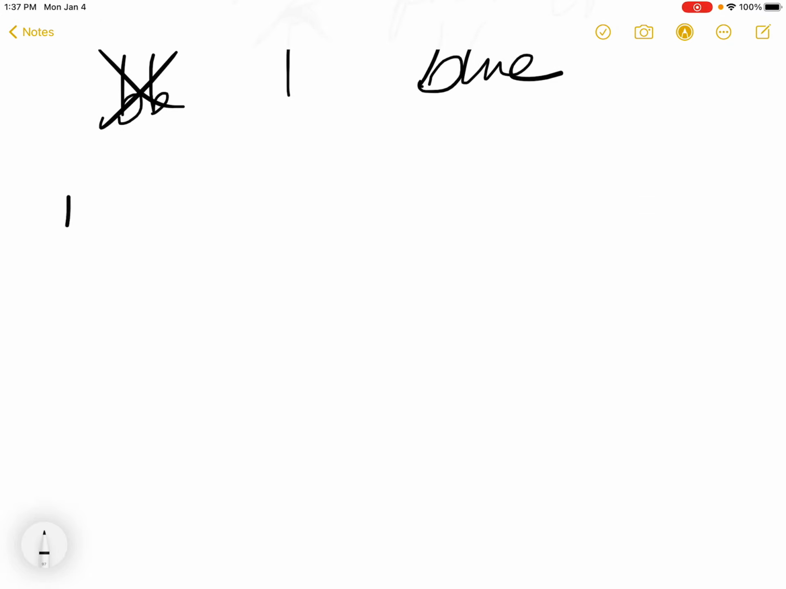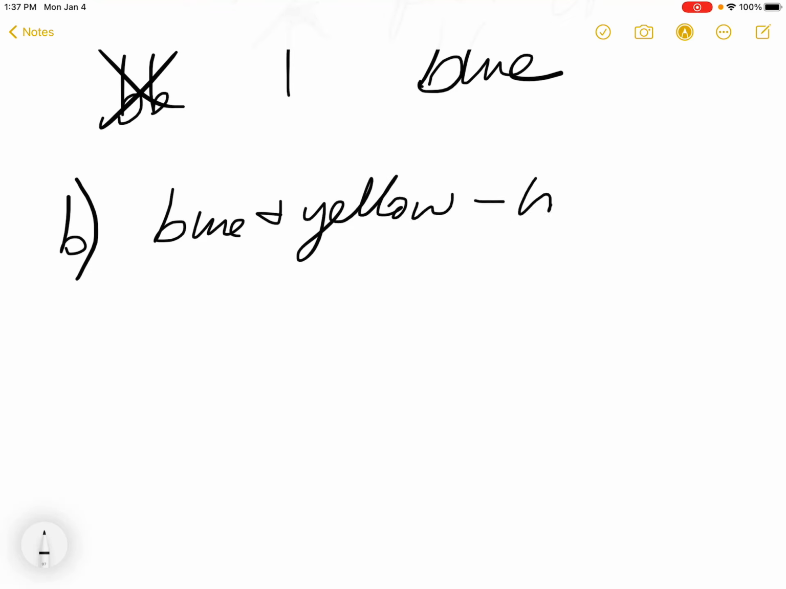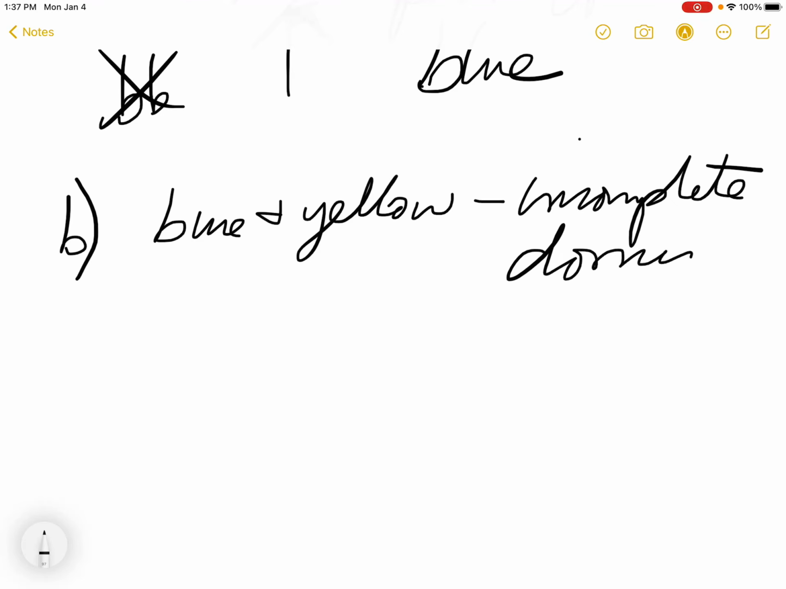Now in part B, they've changed the rules, and they say that now blue and yellow are incompletely dominant. Incomplete dominance. So what that means is the two traits tend to blend with each other. When you're doing these questions, you can always go back into the previous section and find the information. Back on page 242, it shows you how to do an incomplete dominant kind of a cross.